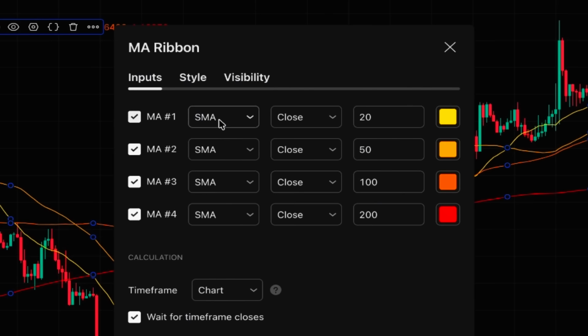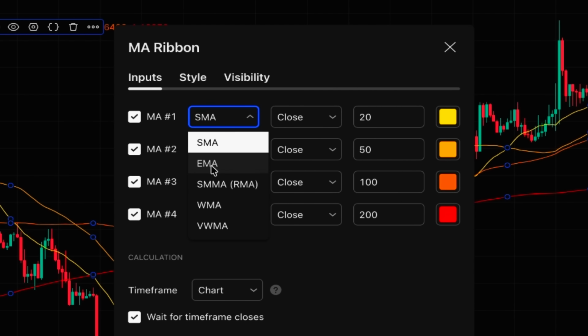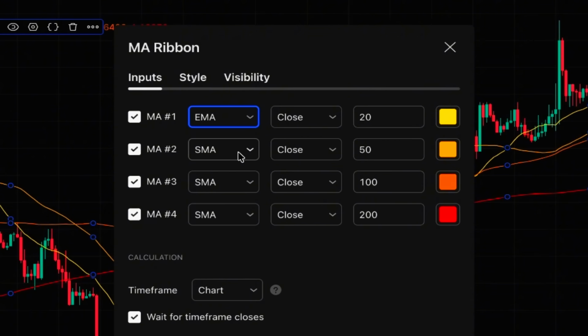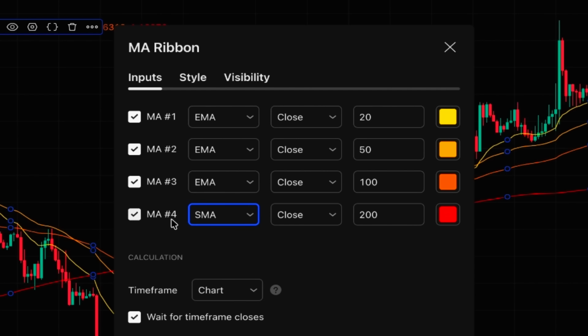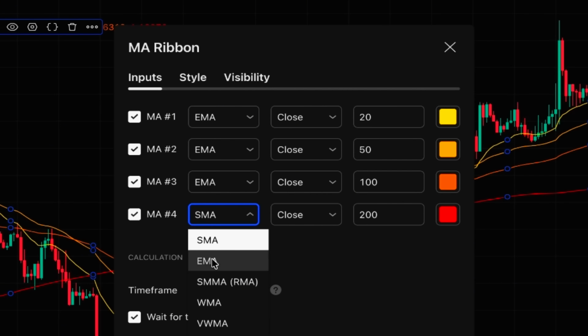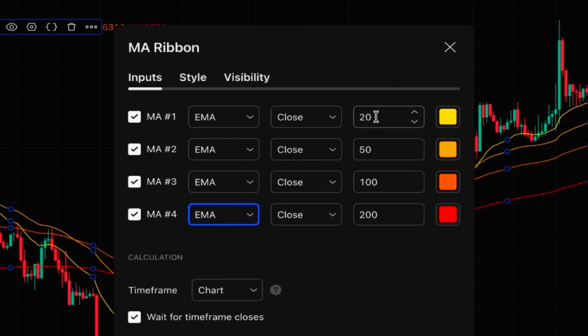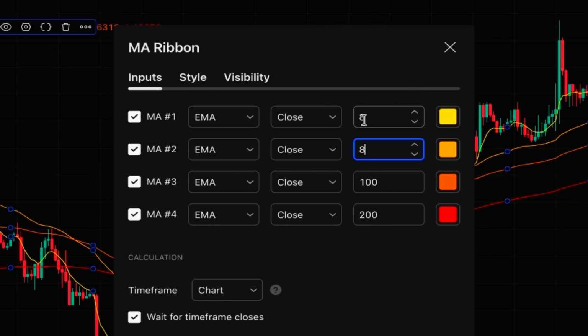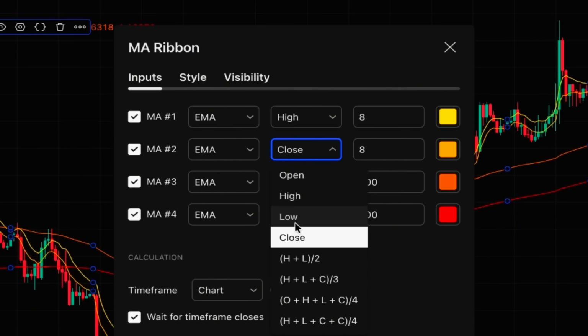So here for the first moving average, we set it at EMA. Here for the second one, we also set it at EMA. Then we repeat this for the third moving average and we set it at EMA, and for this one we also set it at EMA. For the first moving average we set the length of the moving average at 8. For the second one we also set the length at 8, and then for the first moving average, for the source of calculation we set it at high, and for the second one we set it at low.